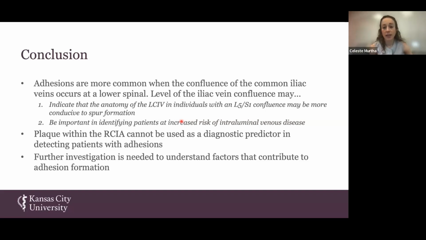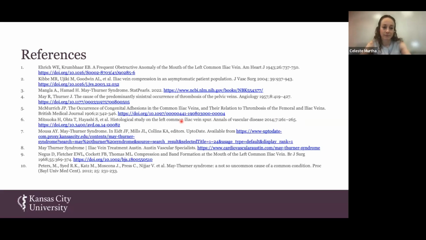Plaques within the right common iliac artery cannot be used as a diagnostic predictor in detecting patients with adhesions. And lastly, and importantly, further investigation is needed to continue to understand the factors that contribute to adhesion formation. And that's it.